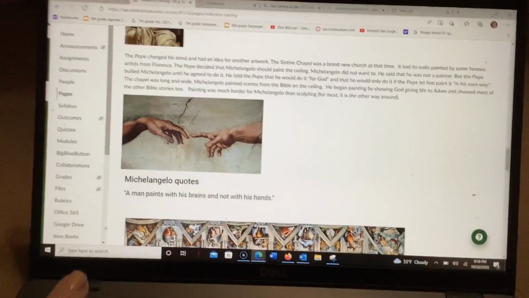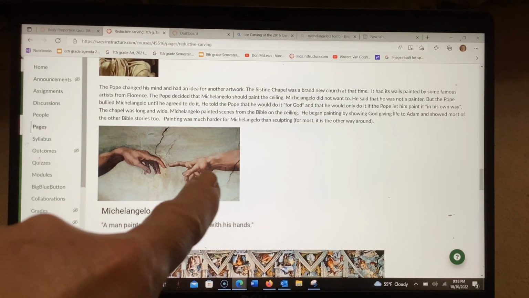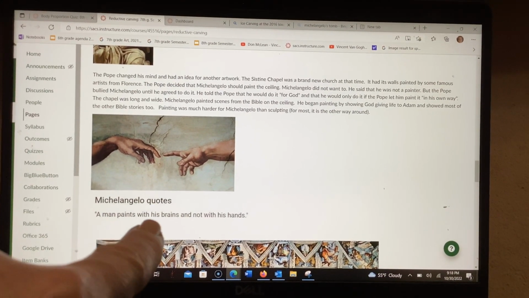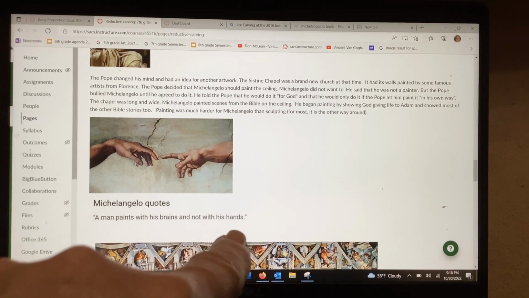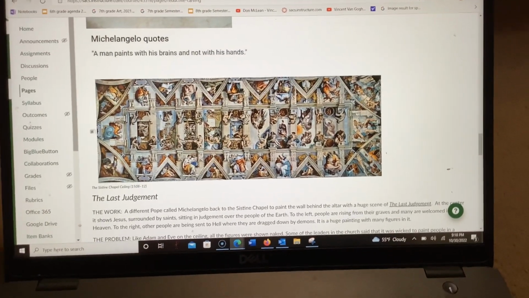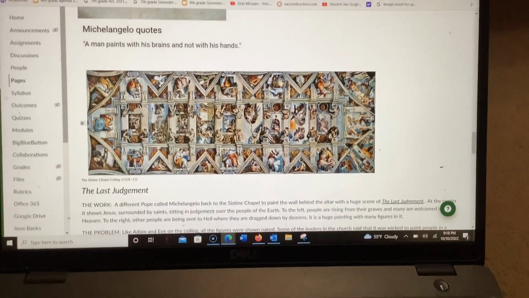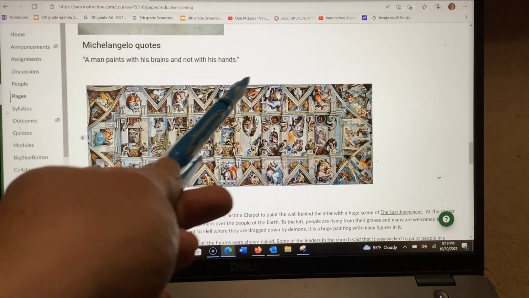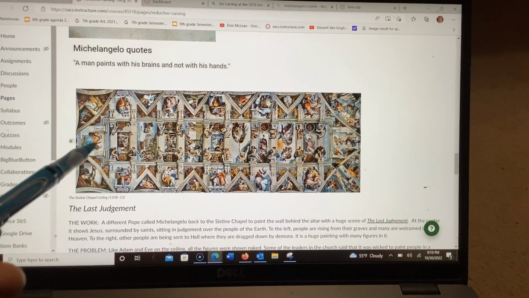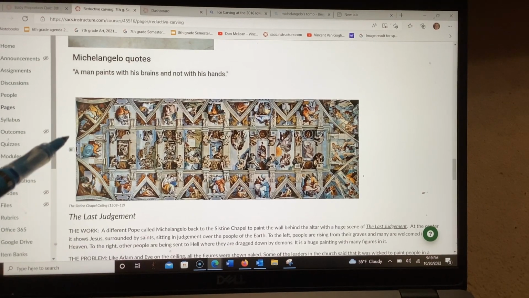So here's just a cropped in view of God reaching out and giving life to Adam. Michelangelo says during that time, "A man paints with his brains, not with his hands." So it's like hard work again, a lot of thinking, a lot of hard work. So obviously this is a very, very tiny picture, and right here, that's where the two hands are touching. But all around, these are all stories of the Bible. Stories about humans and angels, and then people's demise finally, or the downfall of man. All kinds of things going on.